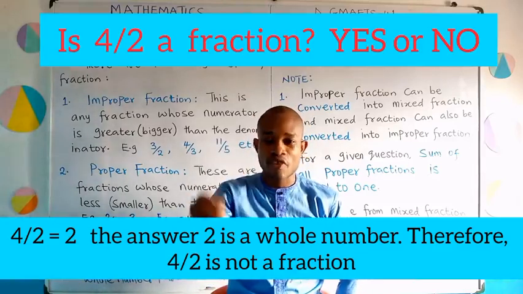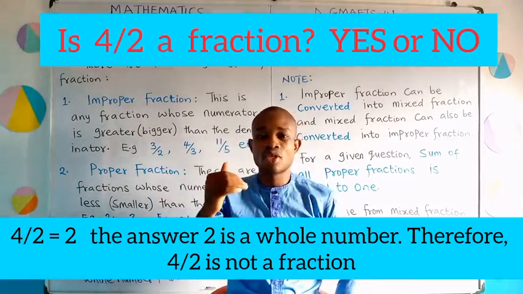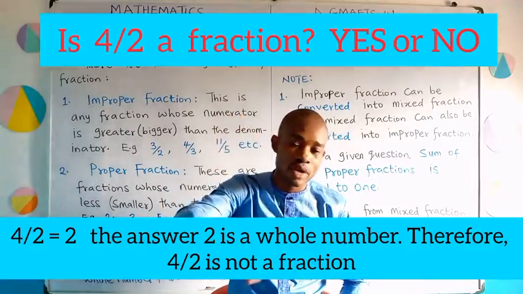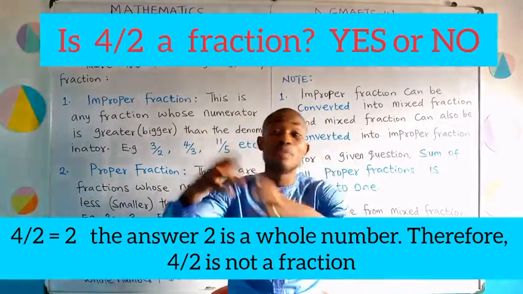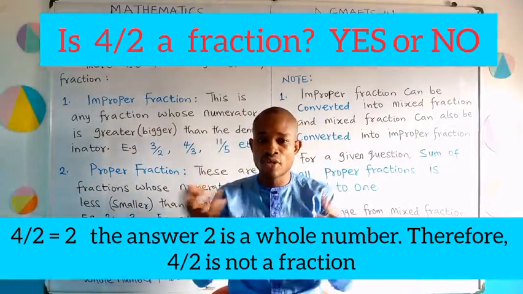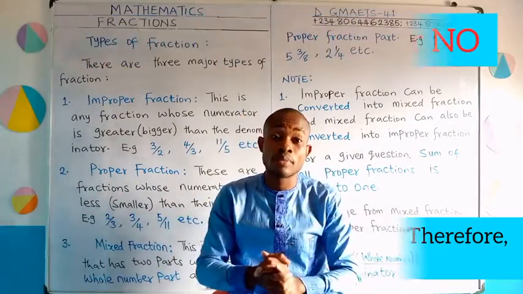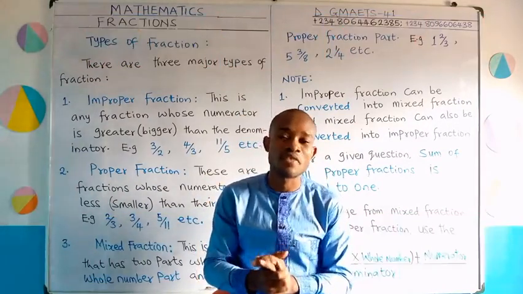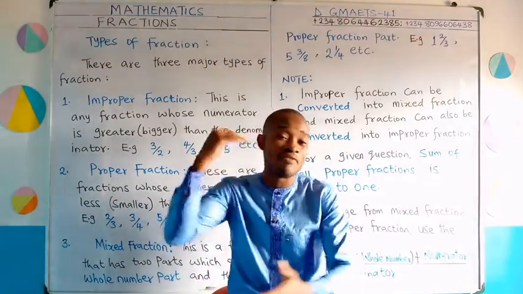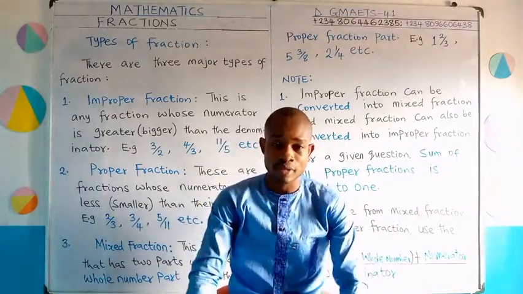For something to be a fraction, it means that the denominator cannot divide the numerator completely, or even if they divide, there will be remainder. Are you following, right? There will be remainder. 4 over 2 is not a fraction, it's a whole number. 6 over 3 is not a fraction because that denominator 3 can divide that 6 completely, there will be no remainder.